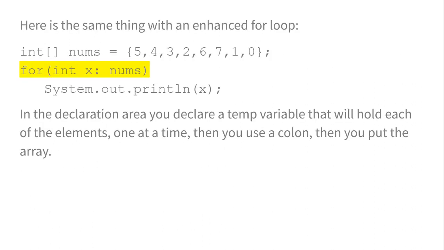So here I've highlighted it in yellow. In the declaration area, you declare a temp variable that will hold each one of the elements one at a time. And then you have a colon, and then you have the array name.